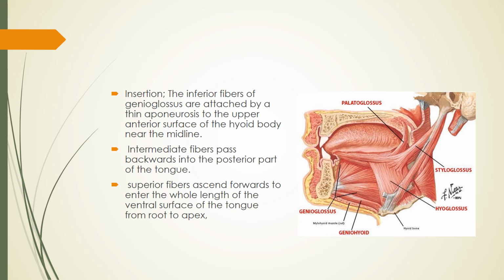The inferior fibers of the genioglossus are attached by a thin aponeurosis to the upper anterior surface of the hyoid body near the midline. Intermediate fibers pass backwards into the posterior part of the tongue, while superior fibers ascend forward to enter the whole length of the ventral surface of the tongue from root to apex.